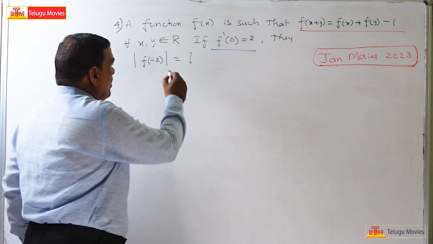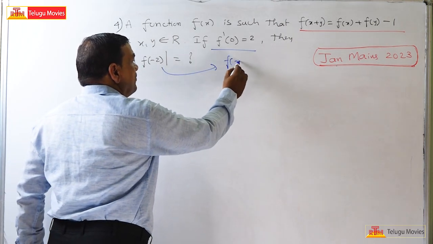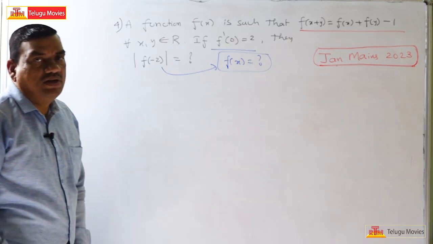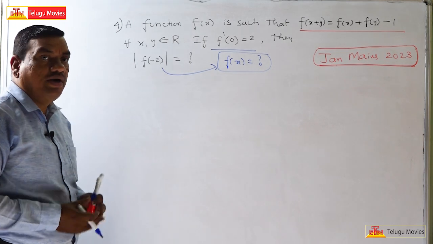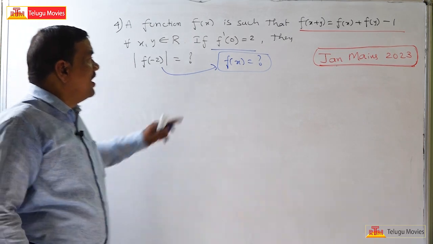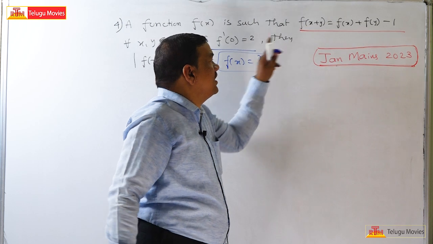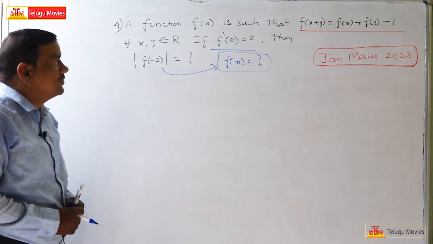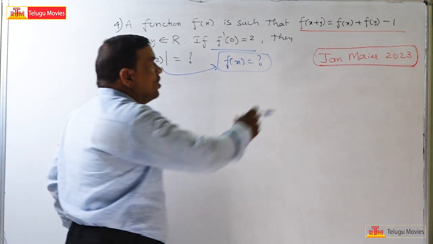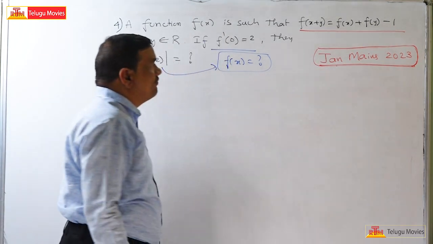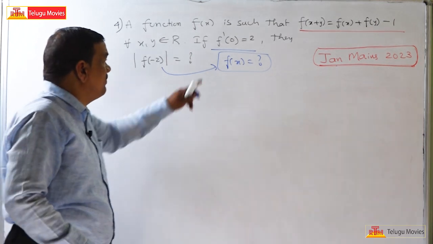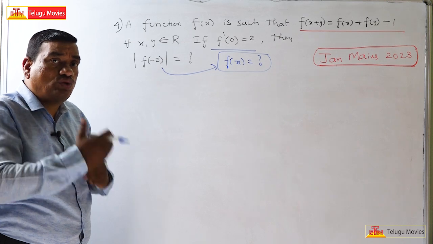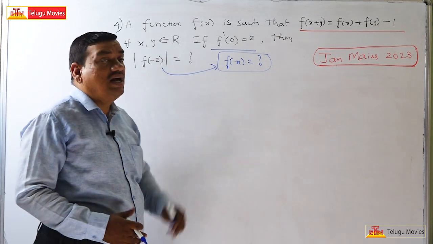That means our aim is to find out f of x, and then the problem is over. Then we can find f of minus 2 by substituting in place of x. Our aim is to find out f of x from the given data, first data and second data. Then how to find this? Only two pieces of information are given. One is f of x plus y is equal to f of x plus f of y minus 1. Another one is f dash of 0 is equal to 2. From those two, we have to get f of x.